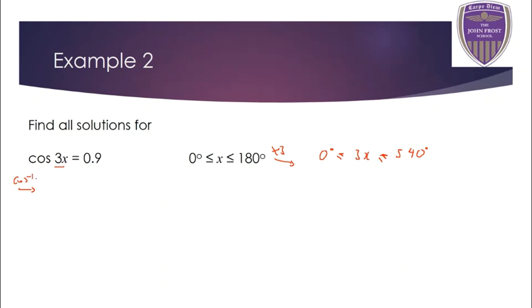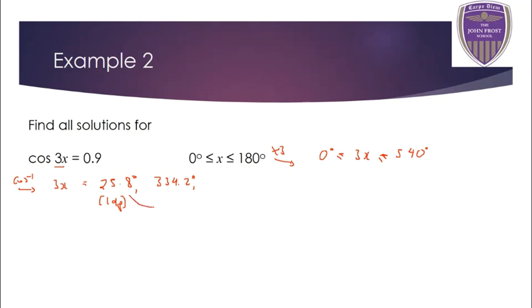Again, we'll take the inverse cosine first of all. The inverse cos of 0.9 on my calculator is 25.8 degrees, to 1 dp. Then by using the cos graph, you need to find all the other solutions. The next solution would be 360 take off 25.8, which is 334.2 degrees. These are both in this range, definitely. Remember, these are the first two.